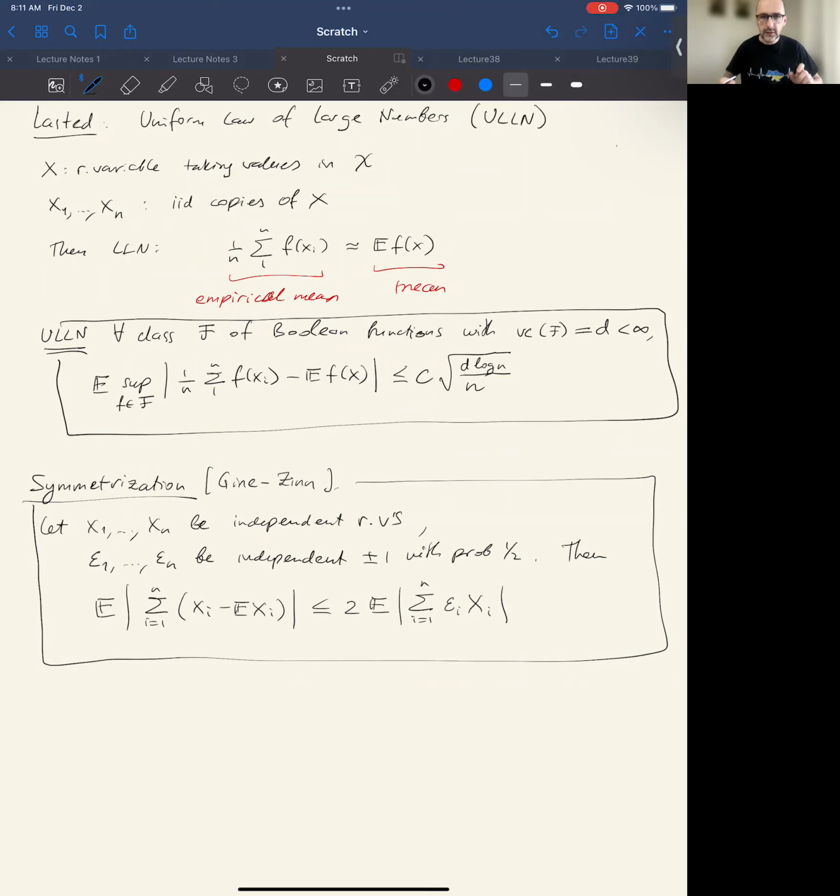Any questions about the setup of this lemma? Good. On the left, the expectation is with respect to the xi's. On the right, the expectation is with respect to both the xi's and the flips of signs.